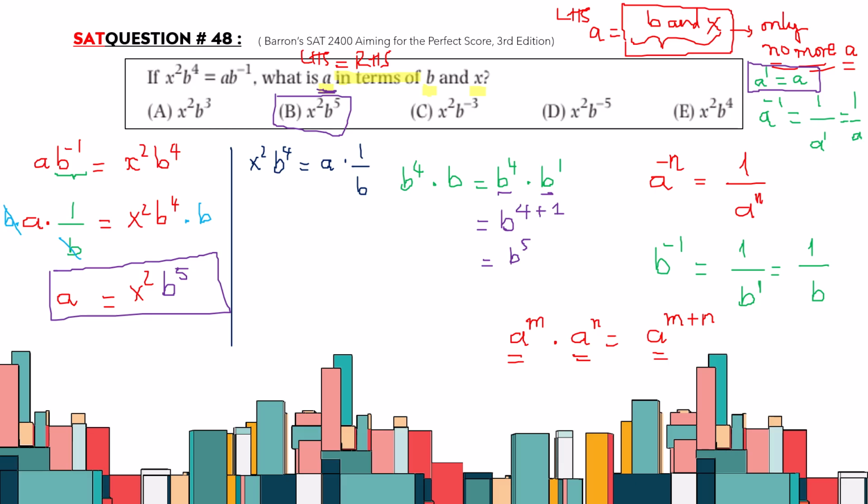So now we do the same. We multiply both sides by b. This one will be x squared times b to the power of 5 equals a. Same concept. This one cancels. This one is power of 1 and power of 4, and we add them up because it is the same base. So x squared times b to the power of 5 equals a.